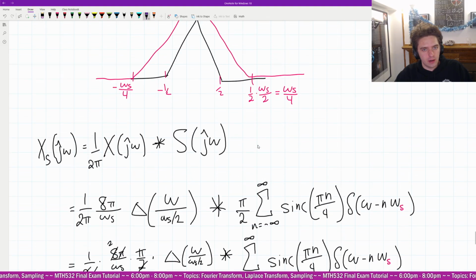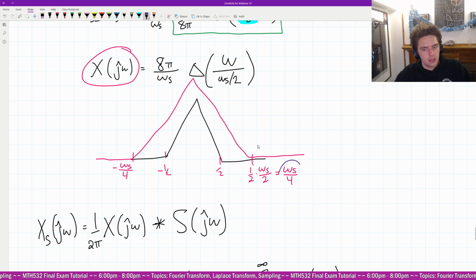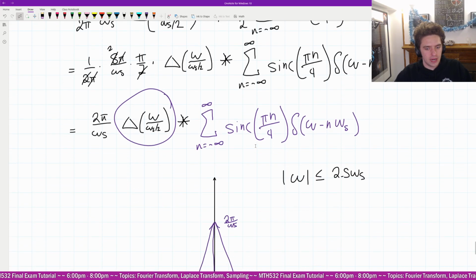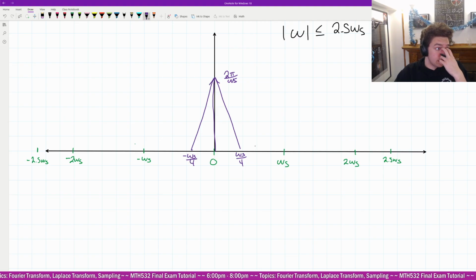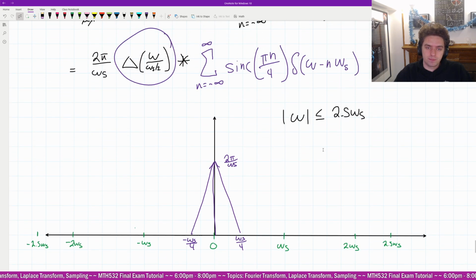And as I said before, what's the width of that triangle? It goes omega s over 4 in either direction. So this is going to be omega s over 4, and this is going to be negative omega s over 4. So there's our first one. That's for the n equals 0 term. And I just found the amplitude of this, multiplied with the amplitude of this, and that's going to be our triangle right there.